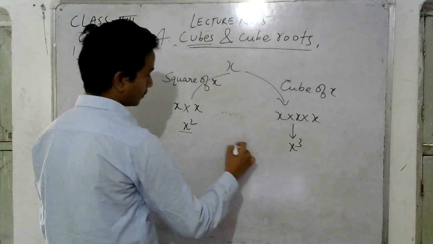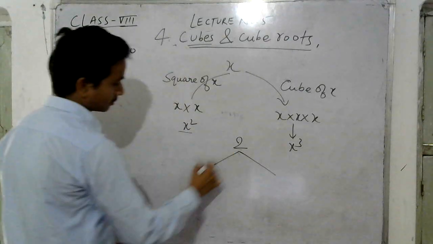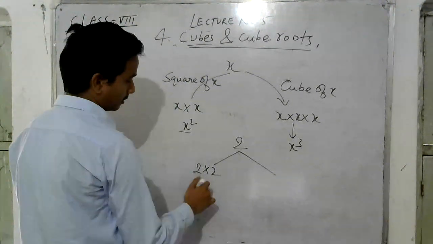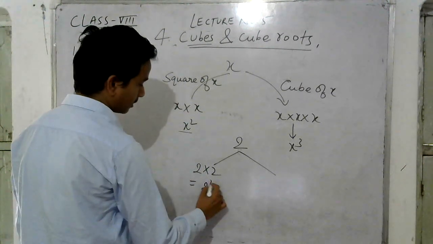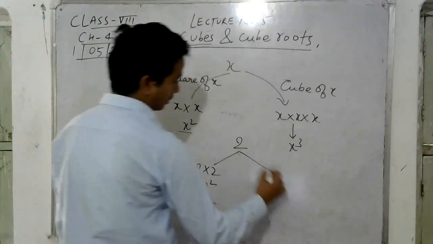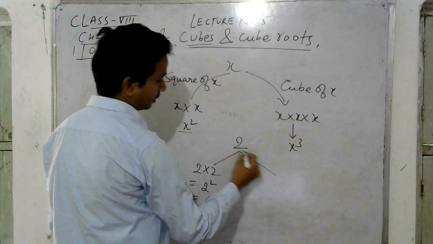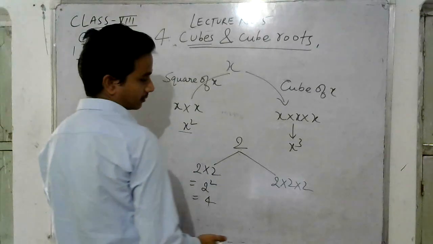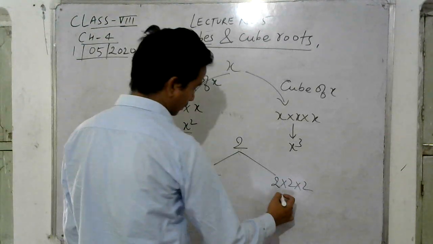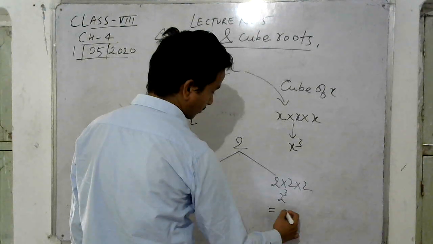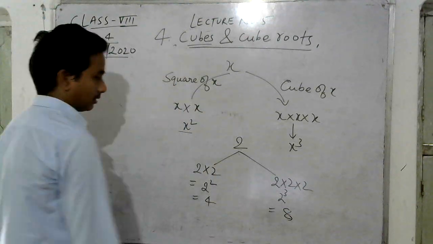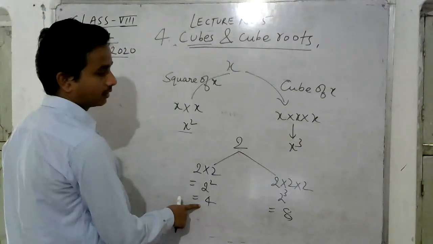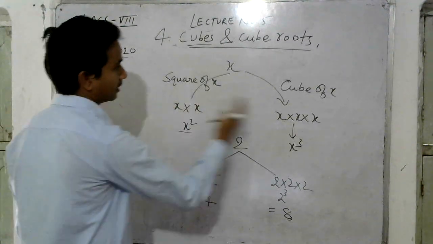Now let us take an example. Suppose there is a number 2. If you want to find its square, then multiply it with itself 2 times. It is represented by 2 squared, and you will get 4. And if you want to calculate the cube, then multiply it with itself 3 times. It is denoted by 2 raised to the power 3, and the product will be equal to 8. So what is the cube of 2? It is 8. And what is the square of 2? It is 4. So that is the difference between square and cube.